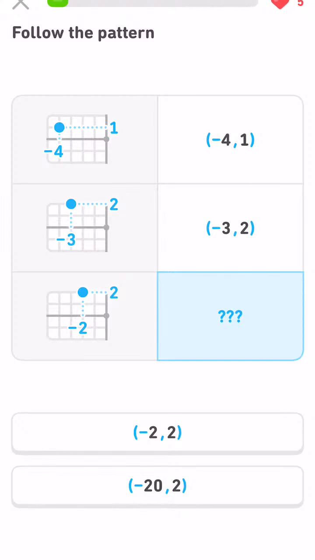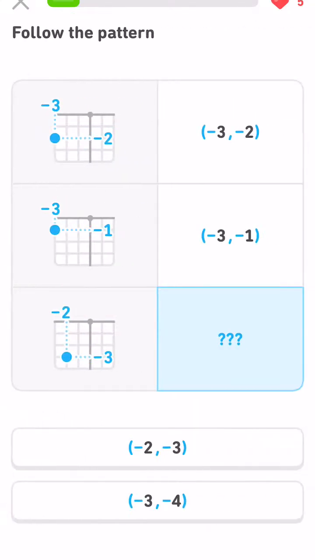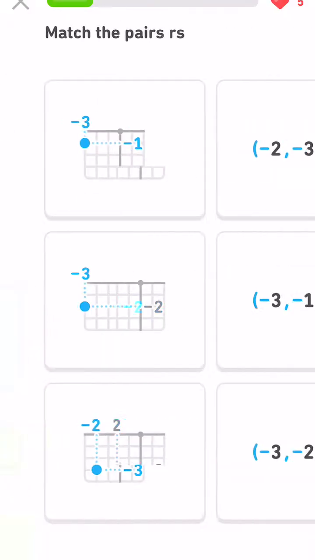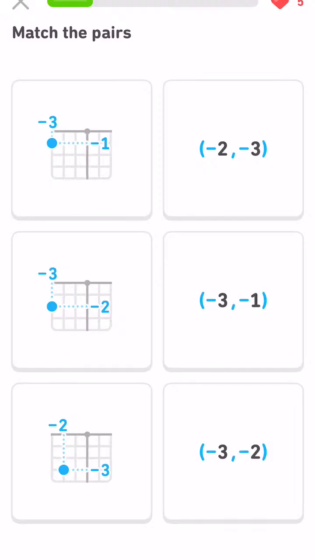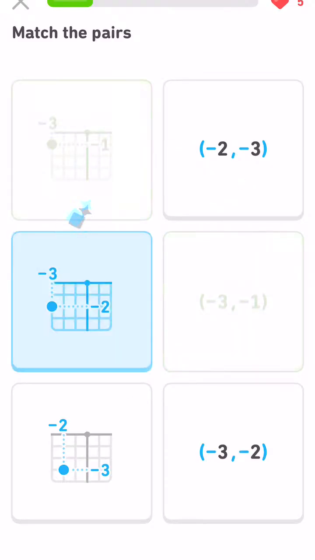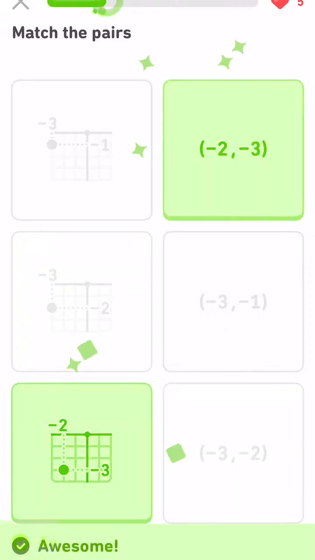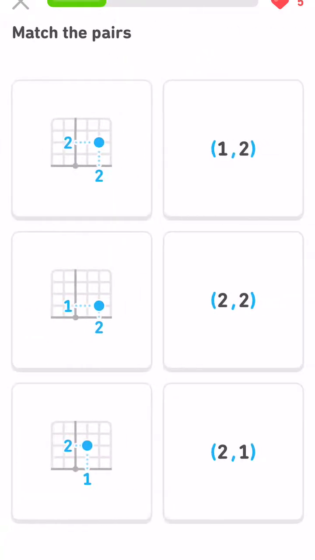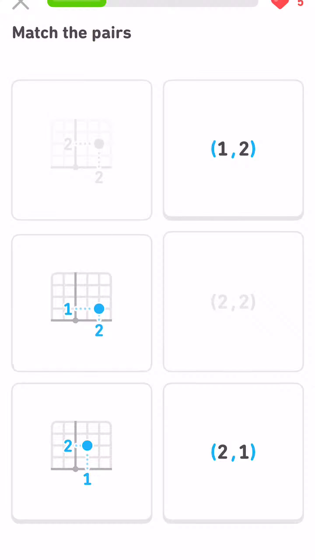Okay, so we got -4, 1, -3, 2, and -2, 2. -3, 2, -3, -2, -3, -1, -2, -3. Okay, so we have -3, -1, -3, -2, and -2, -3. We have 2, 2. We have 1, 2.